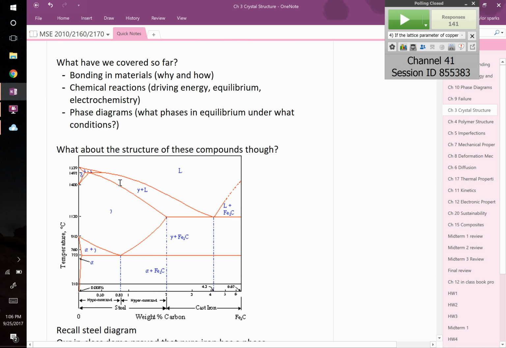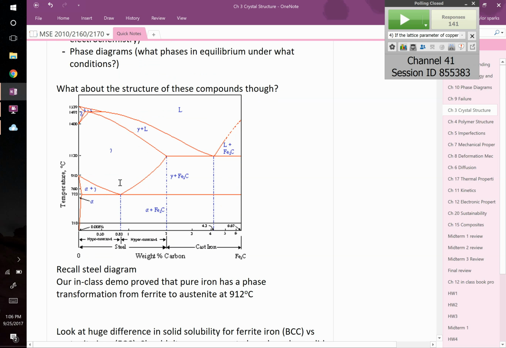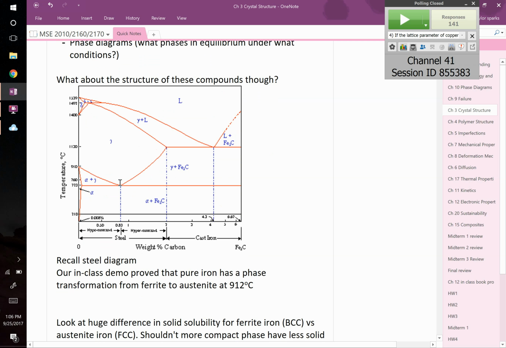So what have we covered so far? We talked about bonding, we've covered chemical reactions and free energy, we've talked about phase diagrams. And let's go back to phase diagrams for just one second to introduce concepts of structures. We know that along this line over here is pure iron on the far left. And we showed you with the iron wire demo that something happens. It switches from one phase to another. You saw the volume expansion, and that's one proof of it.